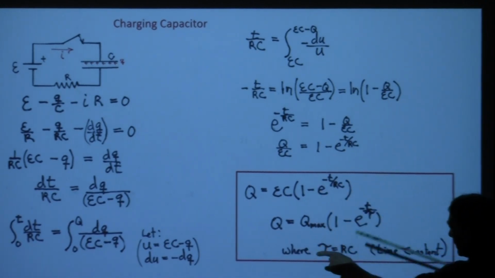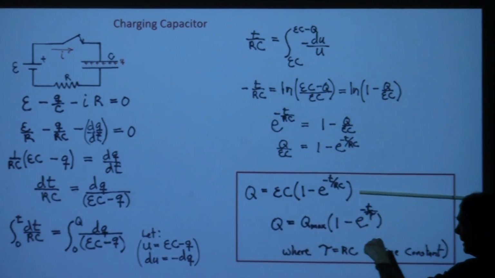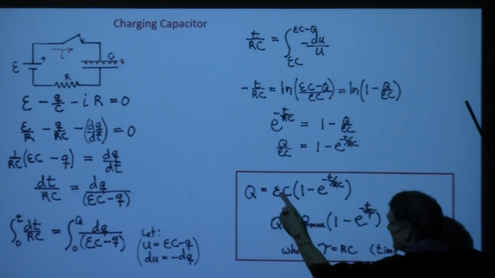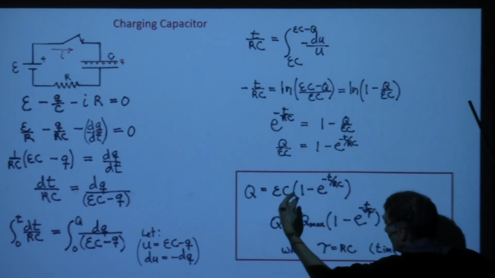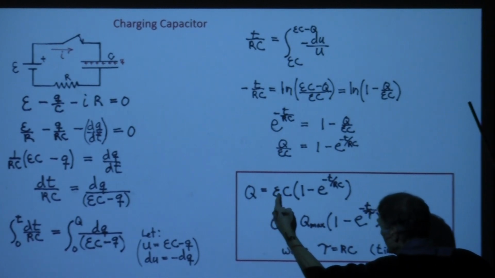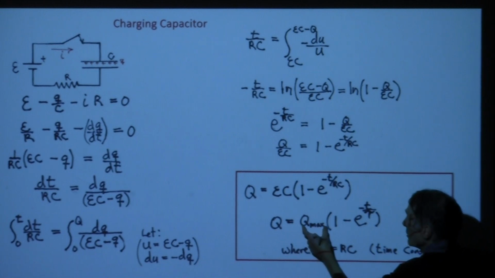We can do a little more arranging. I'm going to put it in this form. This is going to be E times C, which is going to be the charge of the battery, or excuse me, the voltage of the battery times the capacitance. Should tell me the amount of charge that's on here.